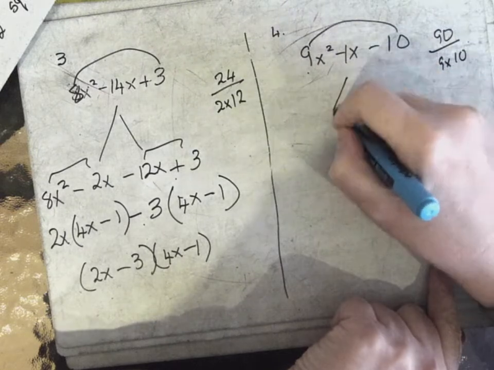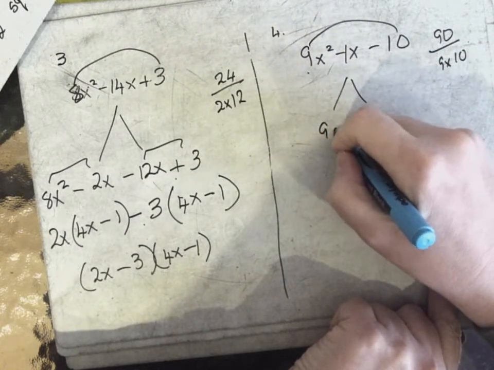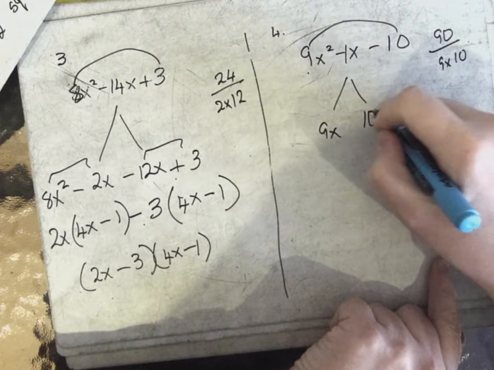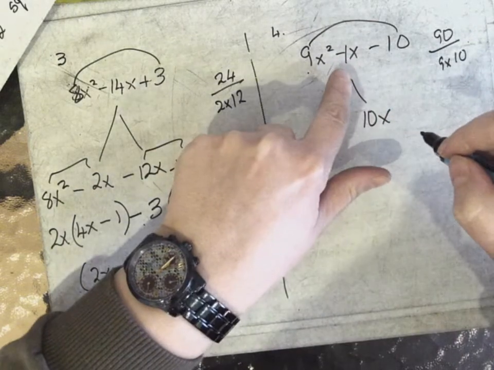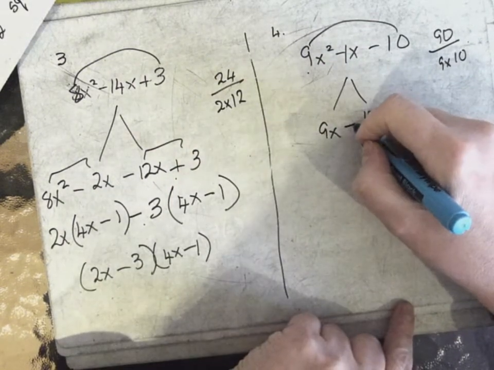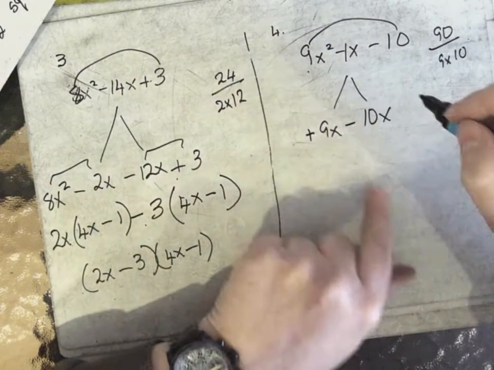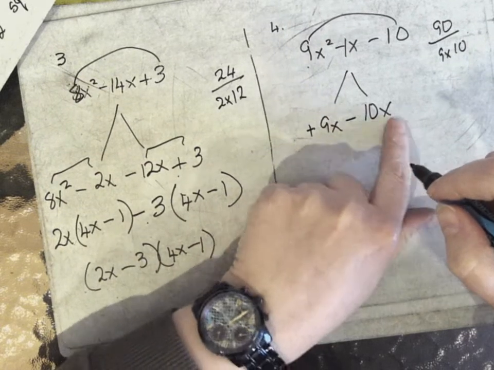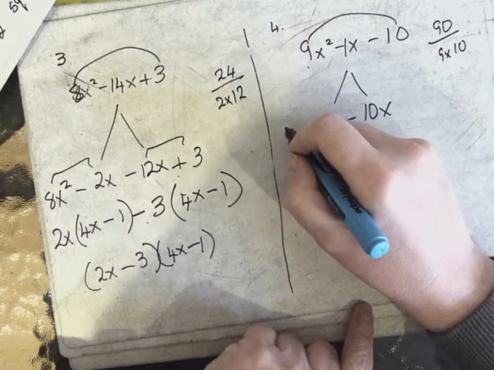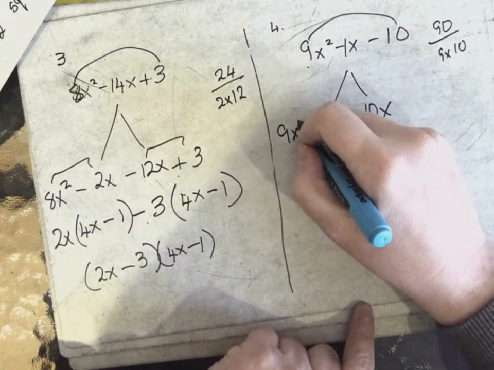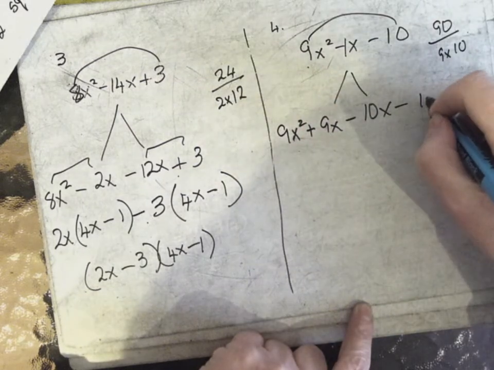So you're splitting that 1x into a 9x and a 10x. Because you're minusing them, you're giving them different signs. So put the minus with the bigger number, so minus with the 10 and the plus with the 9. So that's plus 9 minus 10 will give me minus 1x. So you have a 9x squared at the front and you have a minus 10 at the end.